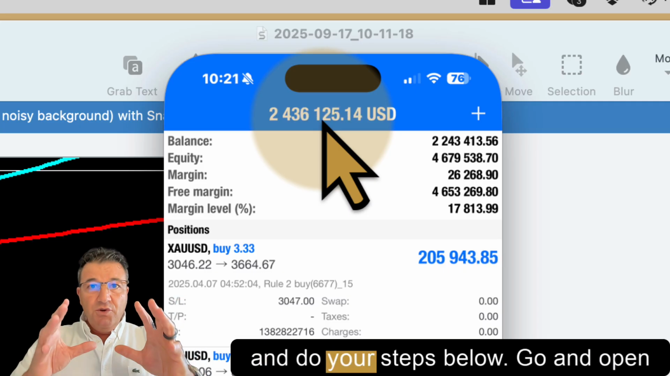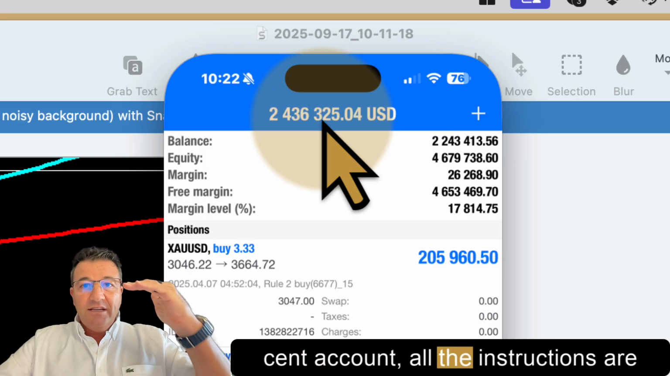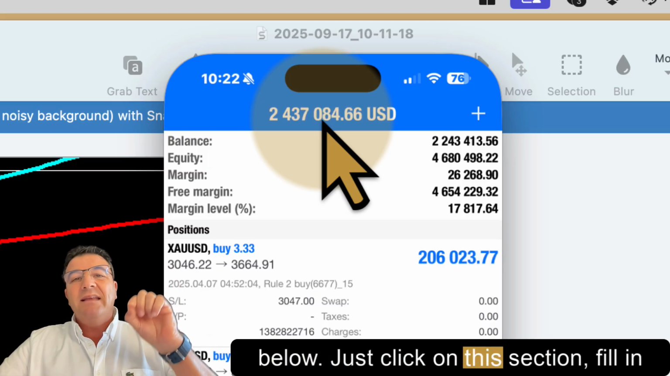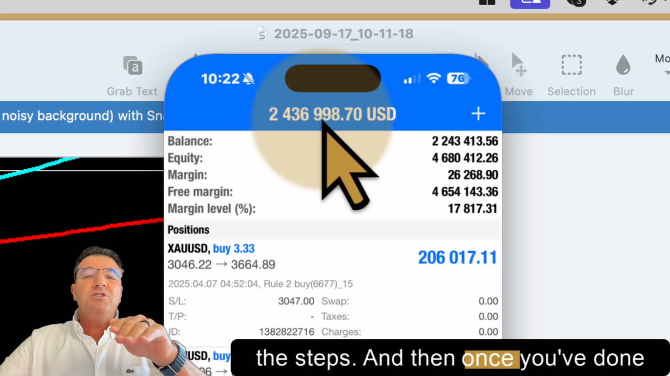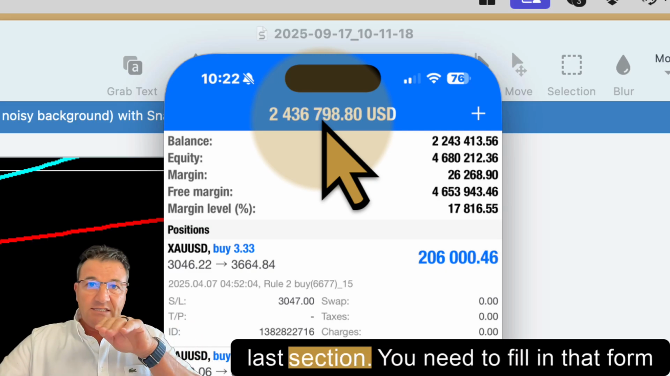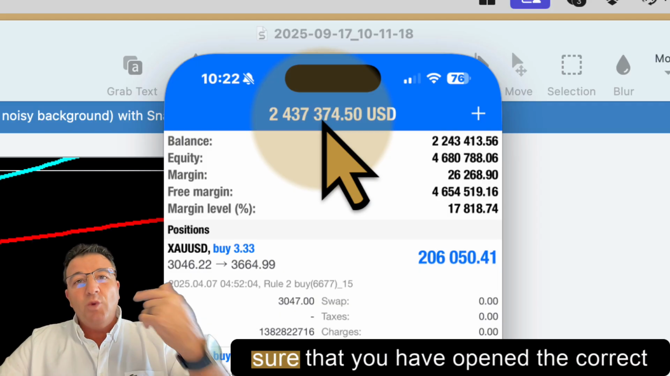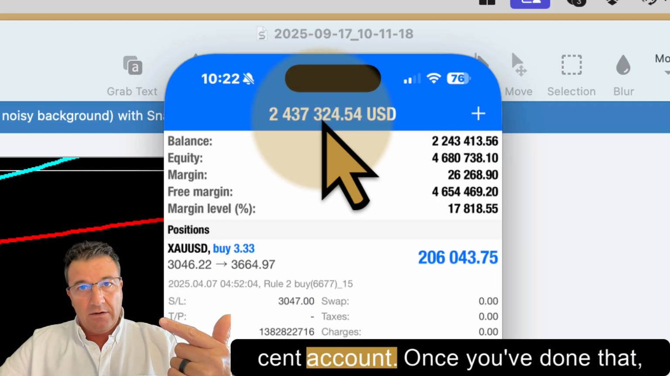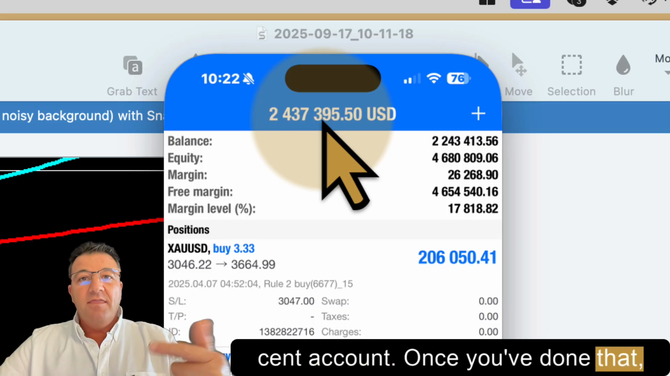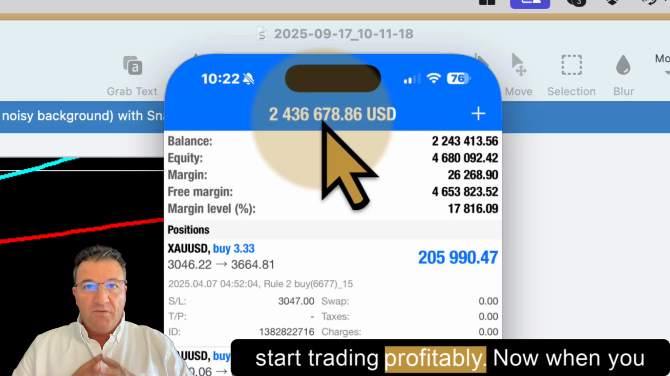So go and do your steps below. Go and open up your account. Go and open up your cent account. All the instructions are below. Just click on each section and fill in the steps. Once you've done the steps, there is a form below in the last section. You need to fill in that form so that I can get your details and make sure that you have opened the correct cent account. Once you've done that, then we can help you to start trading profitably.